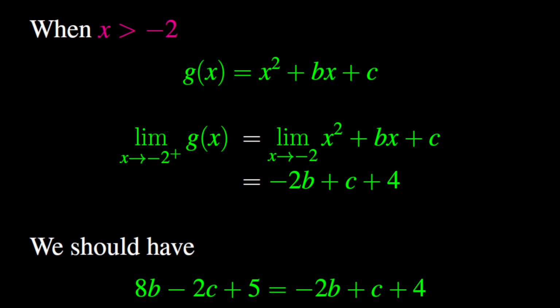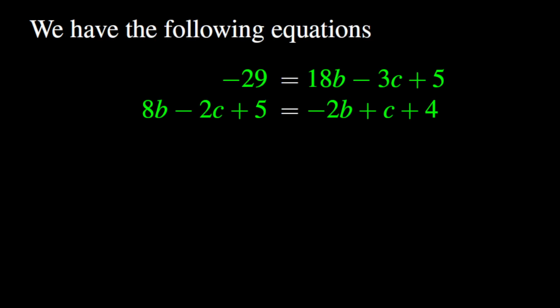For the function to be continuous at x equals negative 2, we should have 8b minus 2c plus 5 equals minus 2b plus c plus 4. We have the following system of equations. Minus 29 is equal to 18b minus 3c plus 5. 8b minus 2c plus 5 equals minus 2b plus c plus 4. We will now solve this system of equations to find the values of b and c that make the function g continuous everywhere.